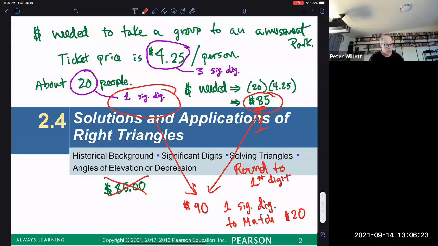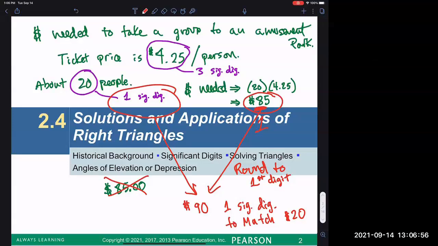So if I had 21 people instead of 20, then I'd have to add another $4.25. And that would actually put it up close to $90. So we don't want to claim a bunch of accuracy in our answer if the problems used to get that answer had a level of accuracy that was not known. That's the explanation behind that. Does that make sense, Ella? Or should I give a different example maybe if that's still confusing? No, it makes sense. Thank you.